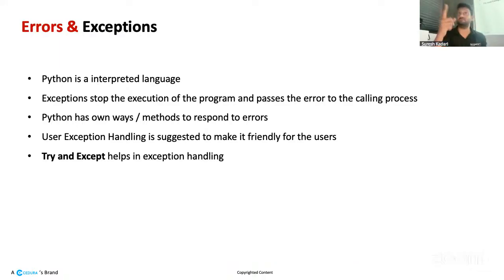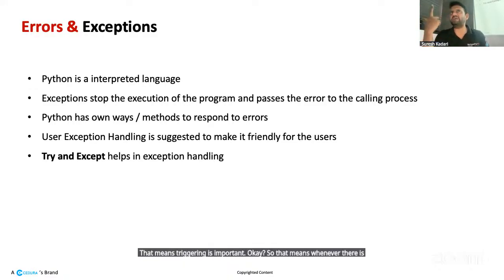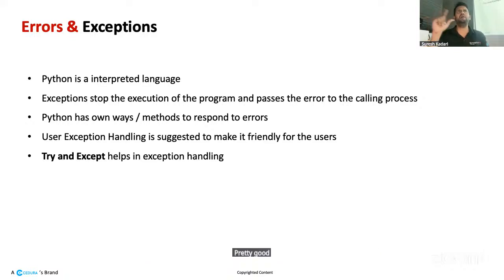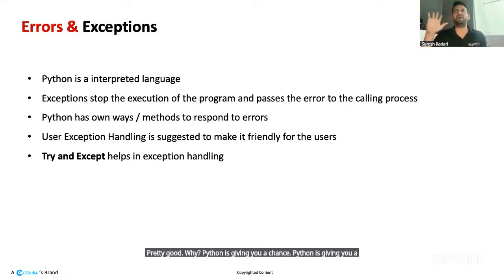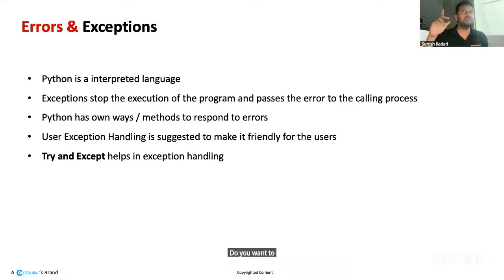Very good. It triggers when there is an error. That means triggering is important. So whenever there is an error, an exception is triggered. Why? Python is giving you a chance. Hey, an error occurred. Do you want to handle it? That's why we call it exception handling.